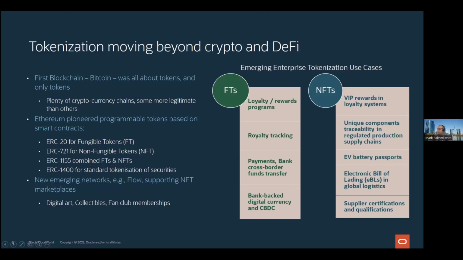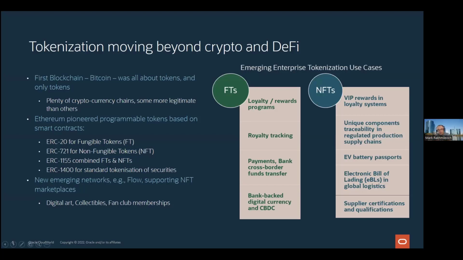In non-fungible tokens, you can see VIP rewards, for example, in loyalty systems. When you reach a certain level in the loyalty system, you might be awarded certain specific, unique NFTs that provide access to certain privileges or access to certain events, maybe, and so on. We're also beginning to see it in regulated production supply chains, where you want to be able to trace unique components. It could be aerospace manufacturing, it could be pharmaceuticals or other things. Electric vehicle battery passports, when batteries are going to be going through the entire life cycle beyond the useful life in a car, repurposing and recycling, and so on. And I'll share some examples.